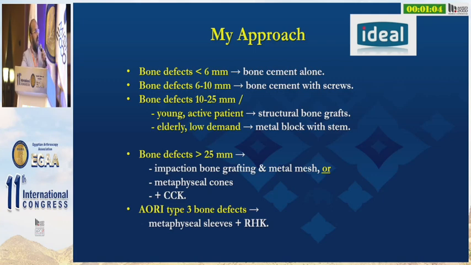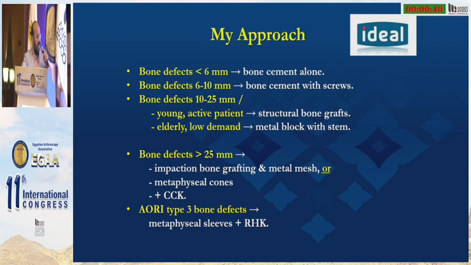So to sum up, it's pretty simple. If the bone defect is small, less than 6 millimeters, go for cement alone. If it's between 6 to 10 millimeters, augment your cement with screws. If a big bone defect from 10 to 25 millimeters, if he's a young active patient, you can use a structural bone graft. If he's old, low demand patient, metal block with a stem.